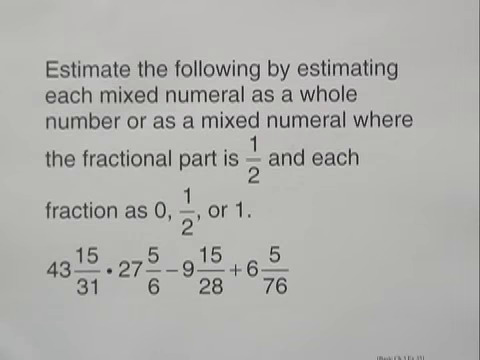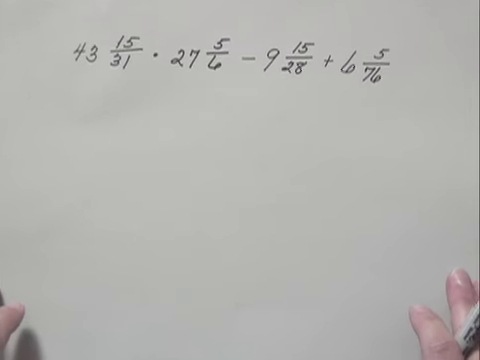Estimate the following by estimating each mixed numeral as a whole number or as a mixed numeral where the fractional part is 1/2, and each fraction as 0, 1/2, or 1. We're to estimate this expression here. Copying that down on another piece of paper, we'll look at each number separately.